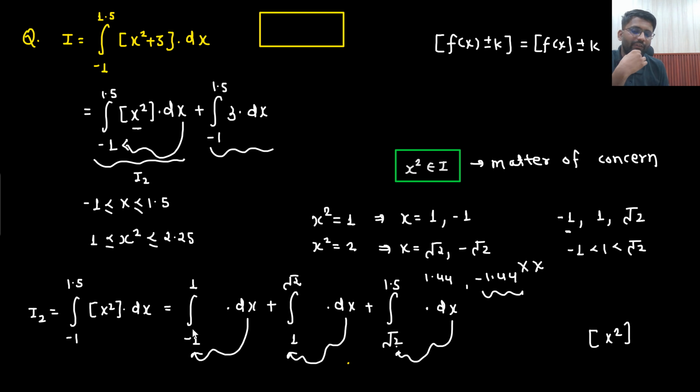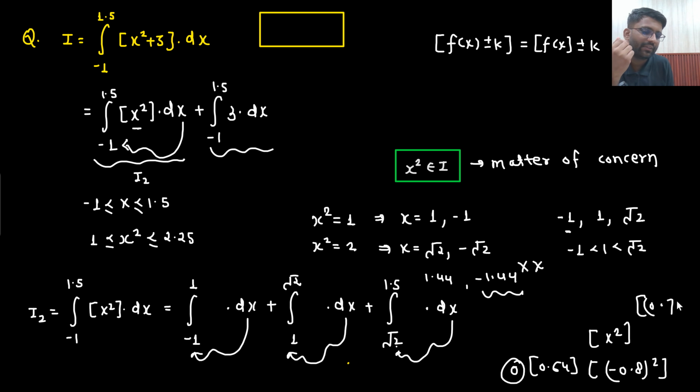Okay. So between -1 to 1, what value will it throw? It will throw 0. Take any value between -1 to 1. I am taking -0.8. Minus 0.8 square, what will it become? 0.64. The greatest integer less than that will be 0 only. Take +0.7. 0.7 square will be 0.49. What will be the greatest integer below that? That will be 0 only. So this will throw 0.